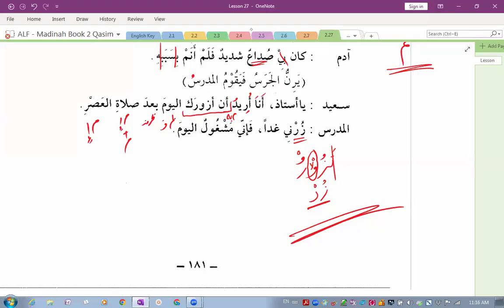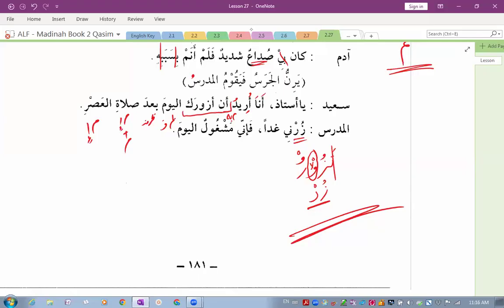Basically, because the dictionary does not tell that. So when you are looking for kana, for example, many times it will say kaf, waw, noon, but the waw has a fatha or a dhamma or a kasra. That part the dictionary does not tell you. So that comes with the practice. But to be honest with you, you don't really need that.